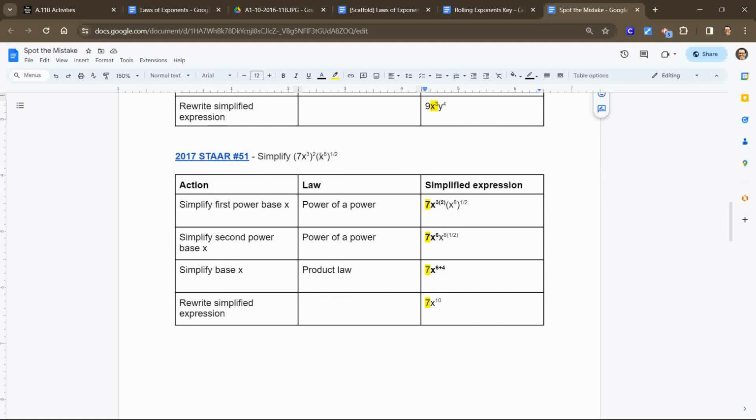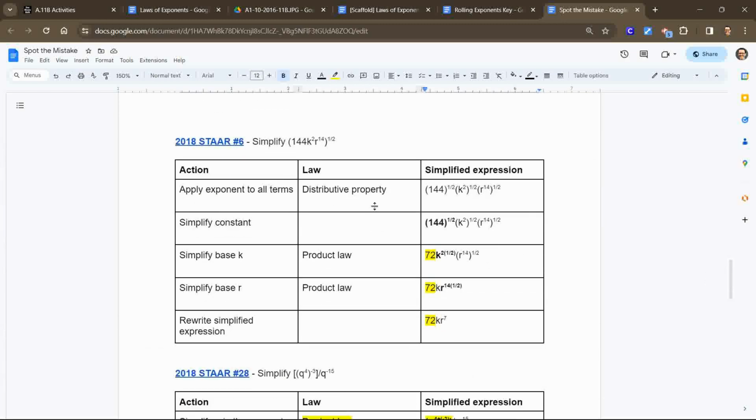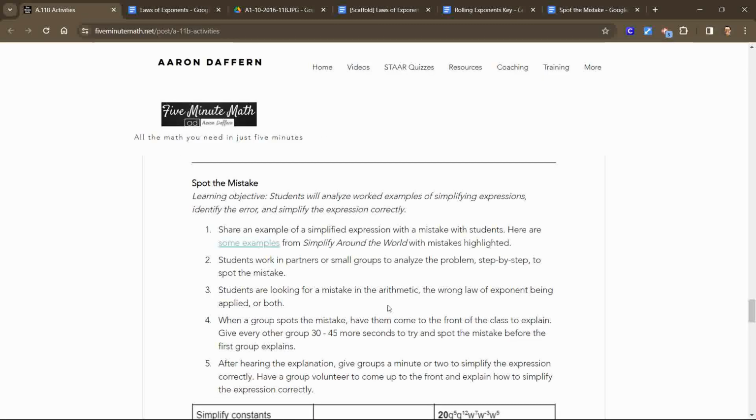For this particular one right here, I didn't square the 7. I didn't distribute that properly. So I just left that 7 there rather than having the 49. So those are some examples. And so what you do is you give them an example, and then they simply try to spot the mistake.